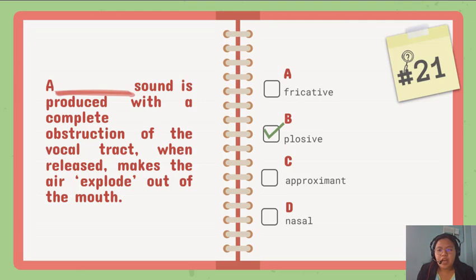For the nasal, the sound is produced by the obstruction of the vocal tract and the lowering of the velum, which causes the airflow out of the nasal cavity rather than from the oral cavity. So, that would be all for the choices in item number 21.